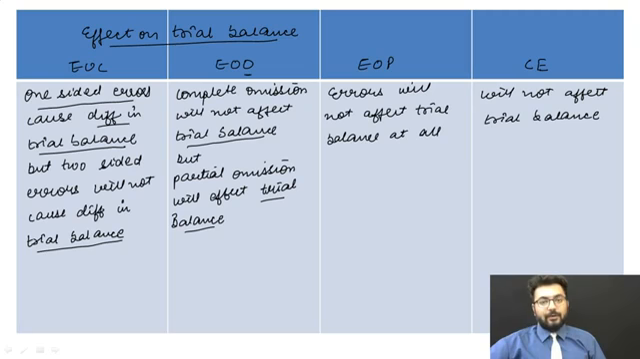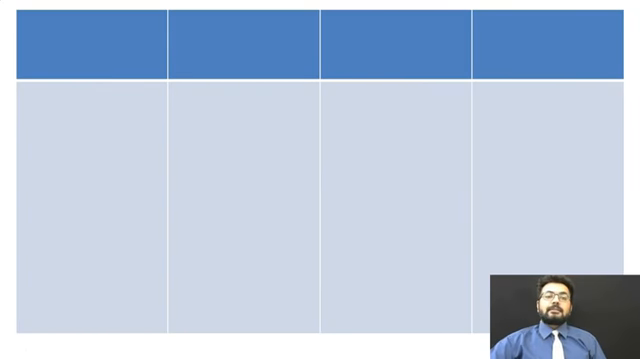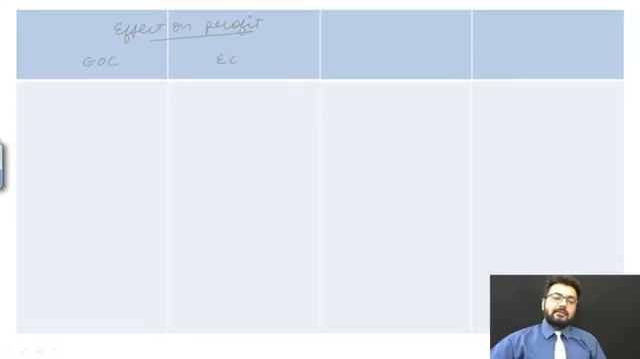Okay, got my point? You guys are getting my point? Now, what is going to be the effect on profit? Now, the next is effect on profit. The effect on profit is going to be for errors of commission, errors of omission, errors of principle, and compensating errors.